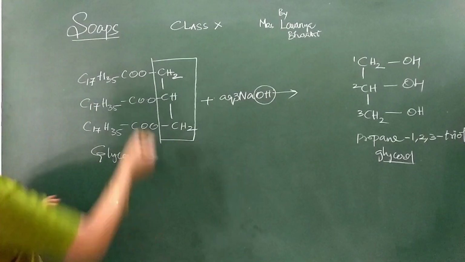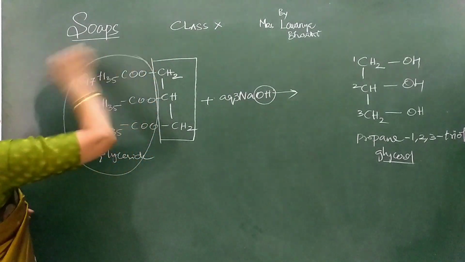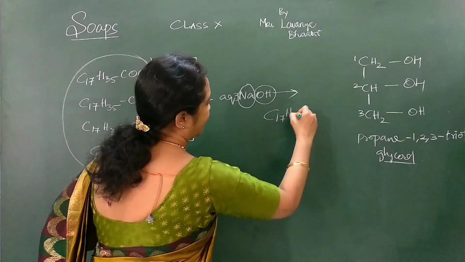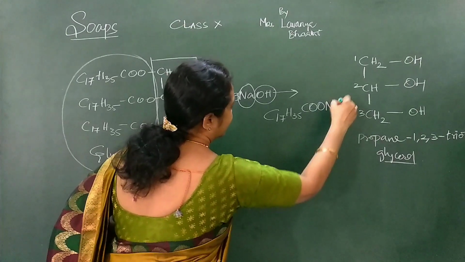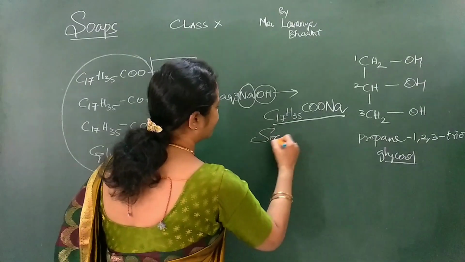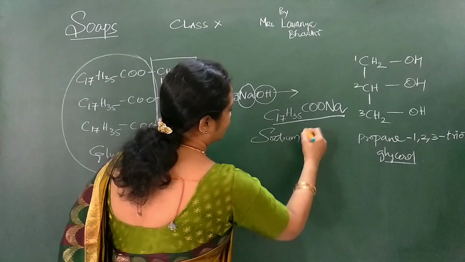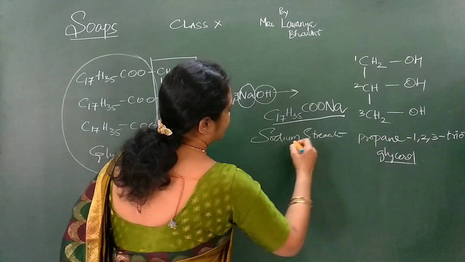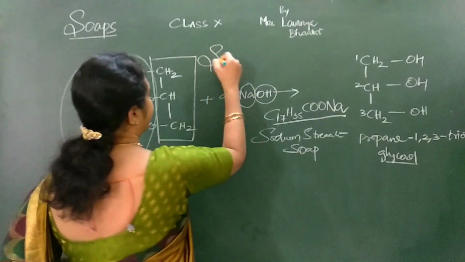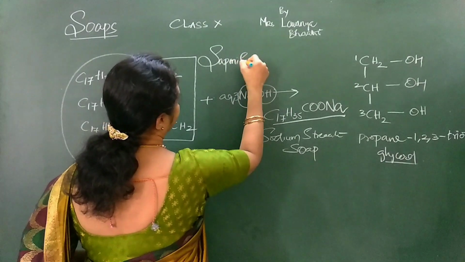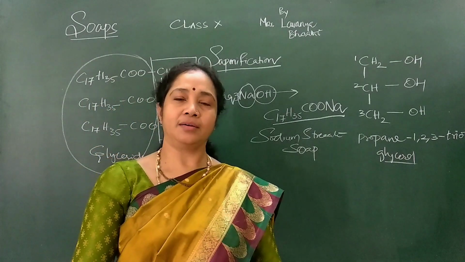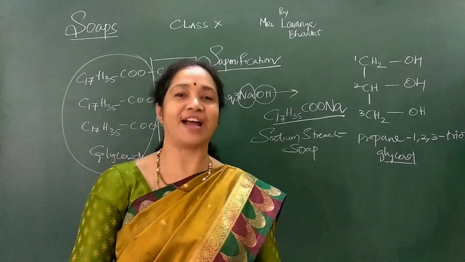Then what about the next? So here this moiety and sodium come in contact, giving C17H35COONa. This is the formula of soap. We call it sodium stearate. So the name of the salt or soap salt is sodium stearate. So this is nothing but soap. This type of chemical reaction is called saponification. So once again I repeat, soaps are sodium or potassium salts of fatty acids.